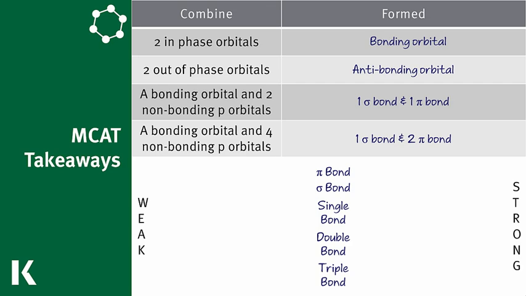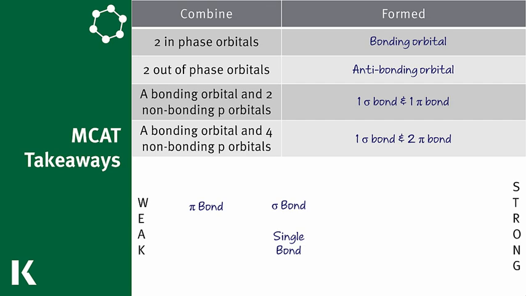If you want to order these terms at the bottom of the slide, they go pi bond, sigma bond, and single bond, which are two terms to describe the same thing, then double bond, and finally triple bond. As long as you can remember all of the information on this slide, you should be in a great place for any questions about bonding that you might come across on test day.